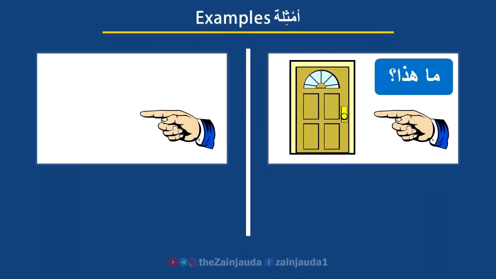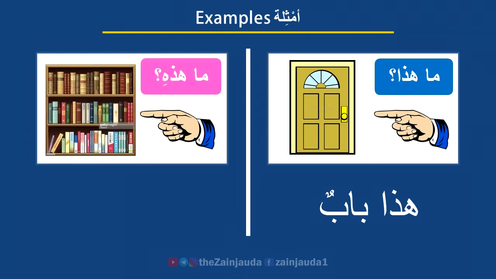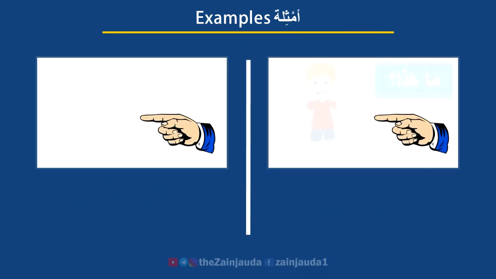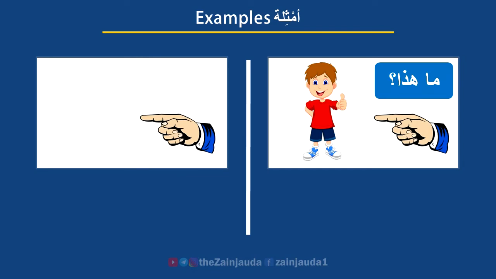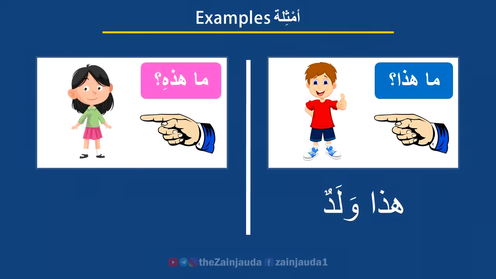Let's have some examples. ما هذا. هذا باب. ما هذه. هذه مكتبة. Please notice the division of words into masculine and feminine. ما هذا. هذا ولد. ما هذه. هذه بنت.